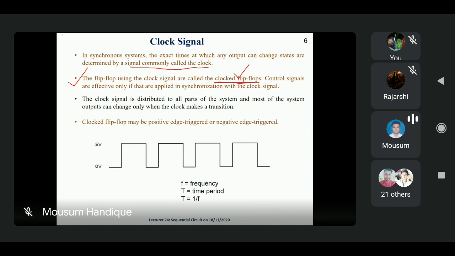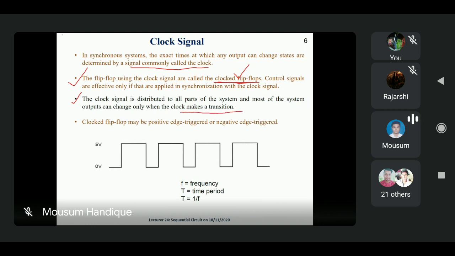Okay, we are using the edge sensitive, and the edge sensitive totally depends on the clock signal. That particular part we will discuss after a few seconds. The third point: the clock signal is distributed to all parts of the system, and most of the system outputs can change only when the clock makes a transition.